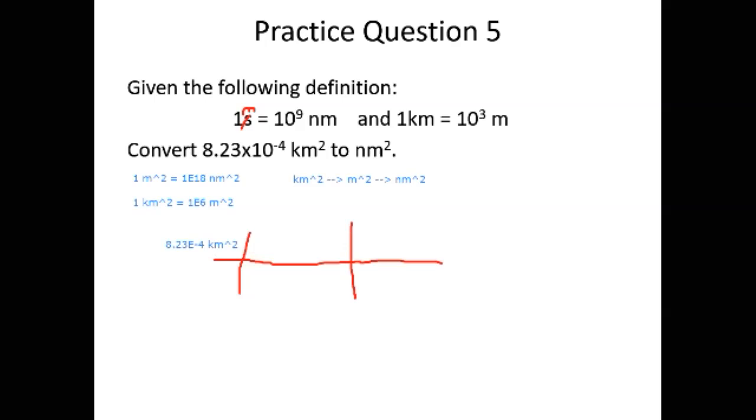Since we're starting with kilometers squared, it goes on the bottom in the conversion factor. So 1 kilometer squared is 1 e to the 6 meters squared. Now we have meters squared. We're going to go to nanometers squared, so meter squared goes on the bottom, and nanometer squared goes on top.